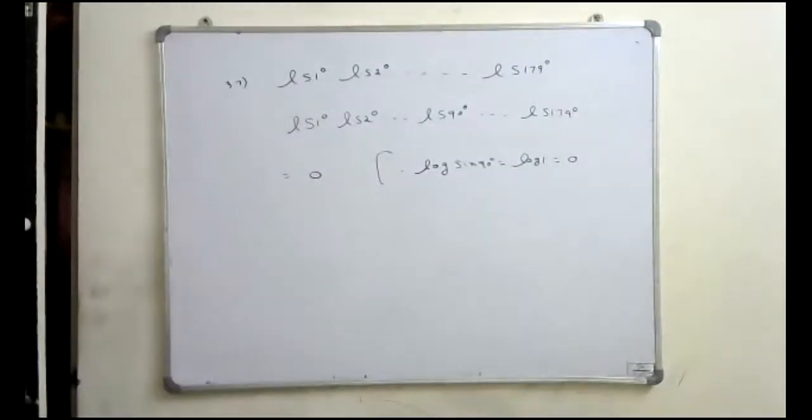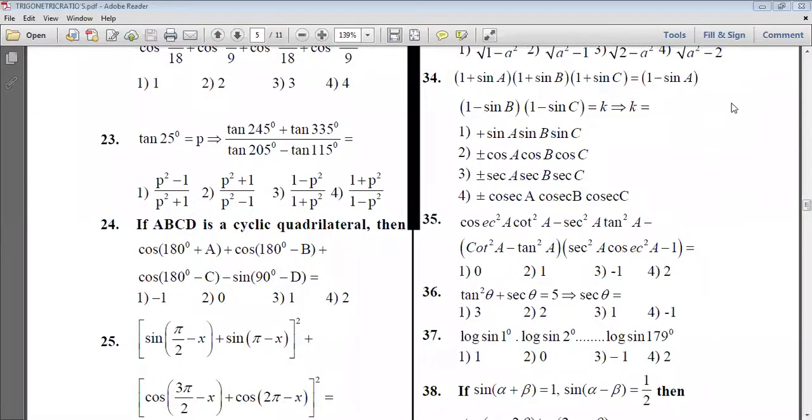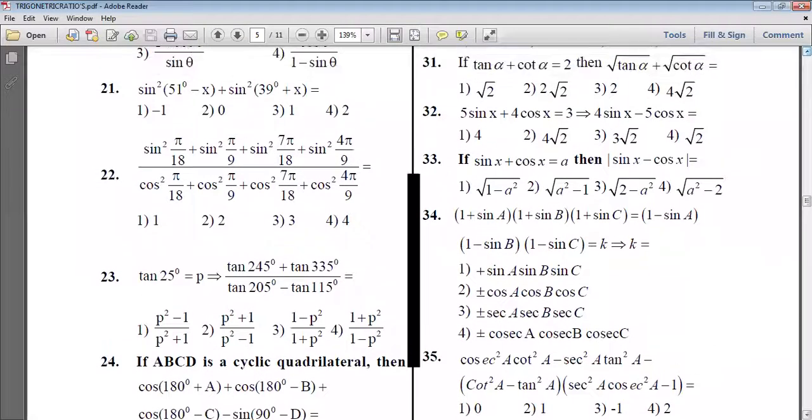Question number 33. Observe this question number 33. Since it is given that sin x plus cos x is equal to a, then what is the value of mod sin x minus cos x? Option 3. Good.